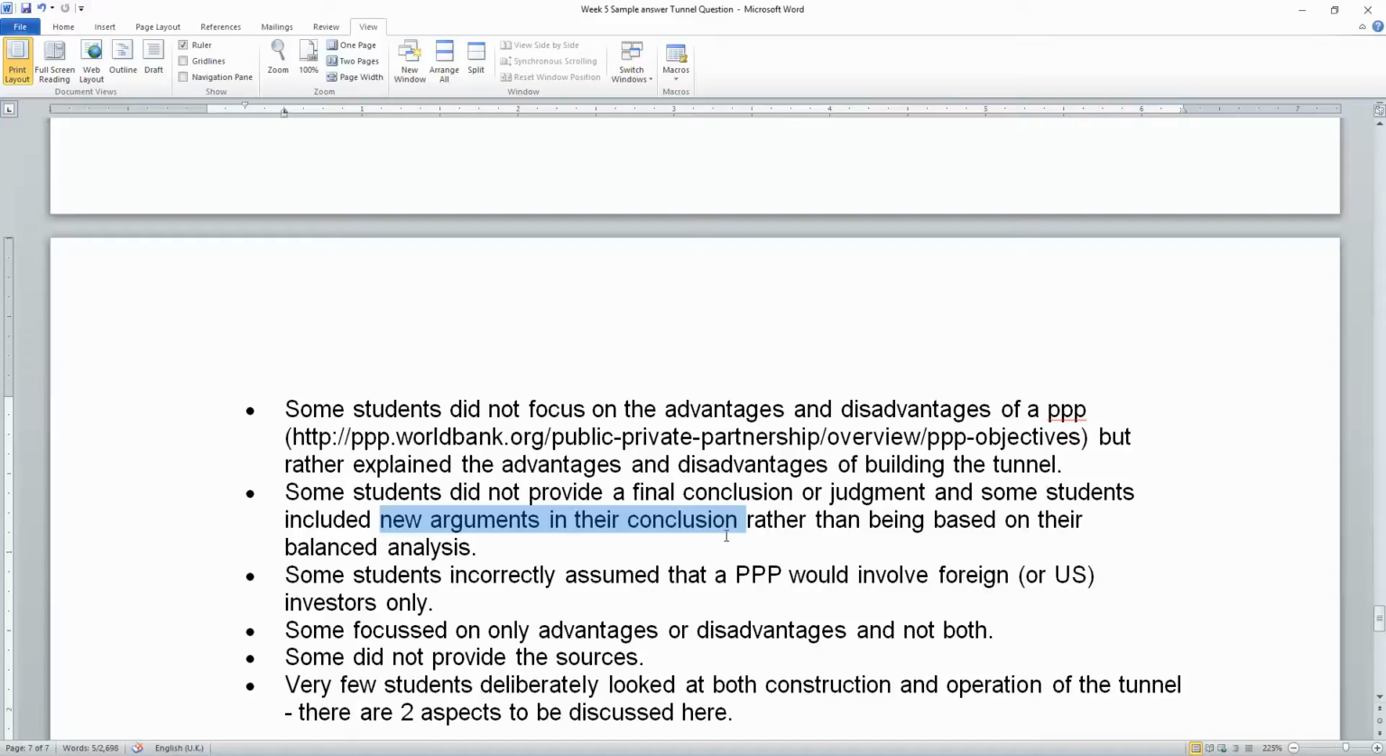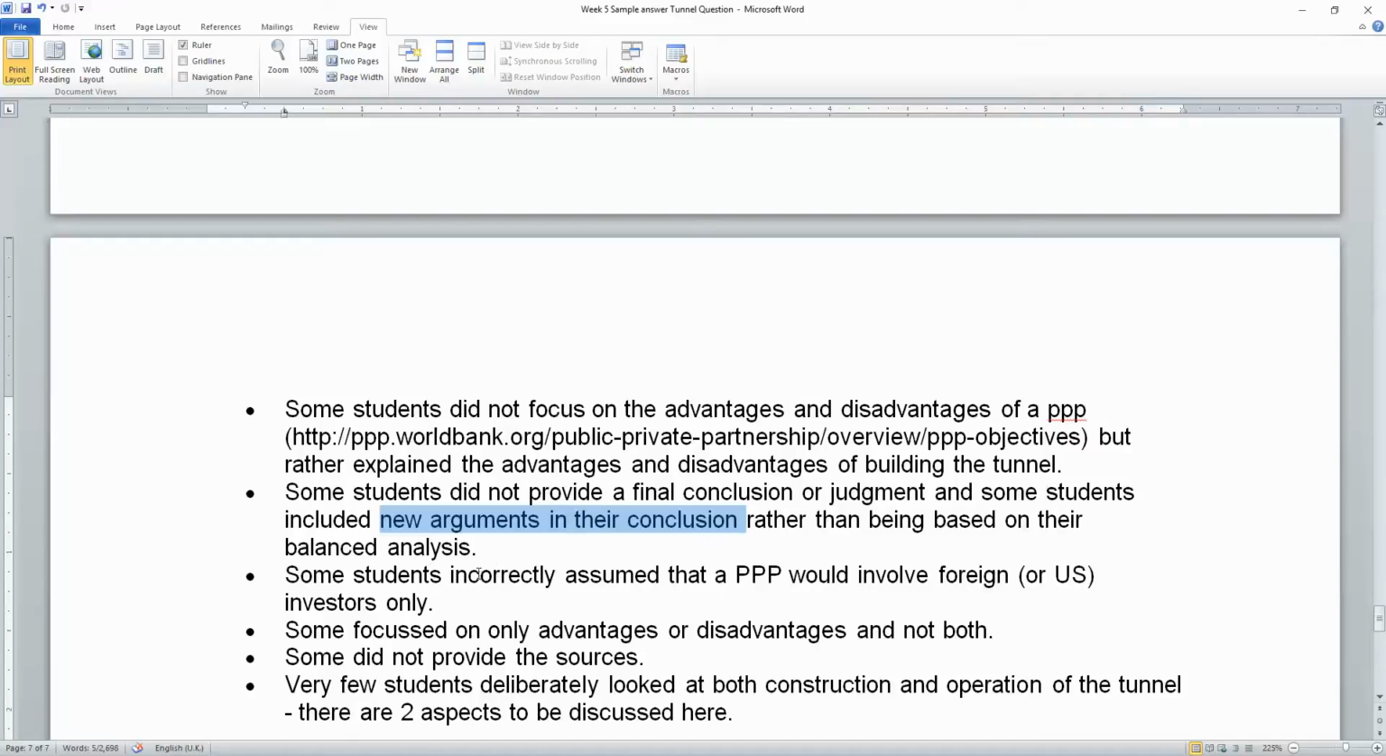So it looked like you were saying PPPs were a really good thing when you were doing the advantages and disadvantages, and then you just threw in one new argument in your conclusion that seemed to be going against what you have been saying in the rest of the answer. Remember, there's no right or wrong answers in business and management, okay, as long as your answers make sense, they're logical, and they're clear.